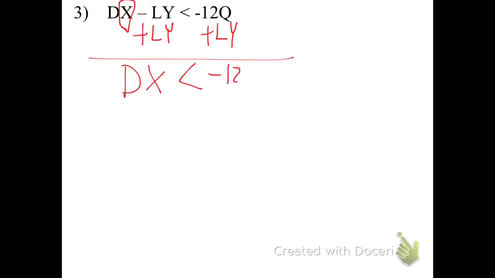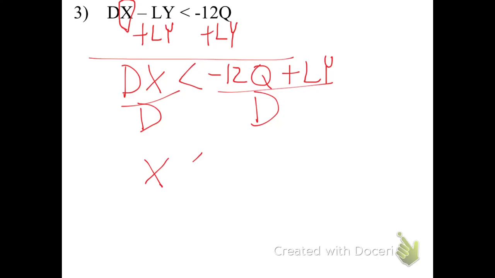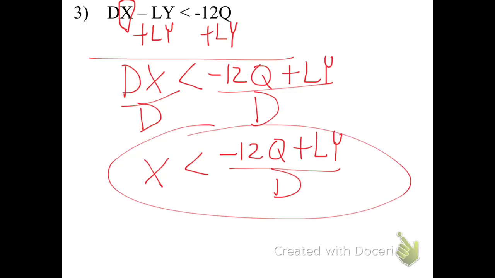The negative 12q and Ly do not combine, so we just leave them how they are. We need to get rid of the d, so divide by d, divide by d. And we get x is less than negative 12q plus Ly over d. And that's really our answer.